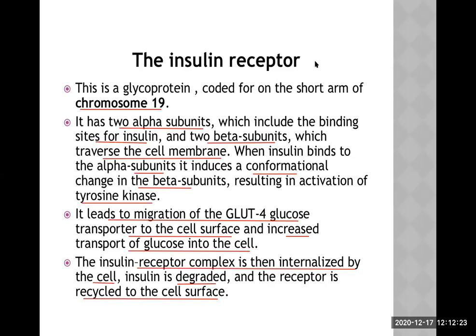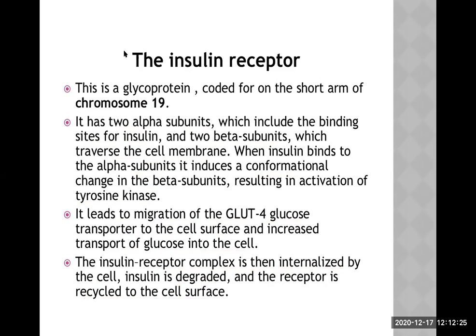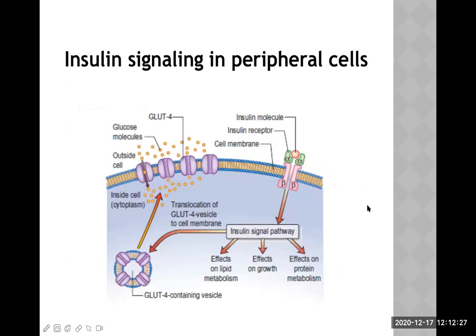Now let's understand this with the help of a picture. It will make it very easy for you. So this is the cell. There is the cell membrane. See, this is the insulin receptor we have. These are the alpha subunits and these are the beta subunits. Two alpha subunits, two beta subunits. Here is the insulin molecule.